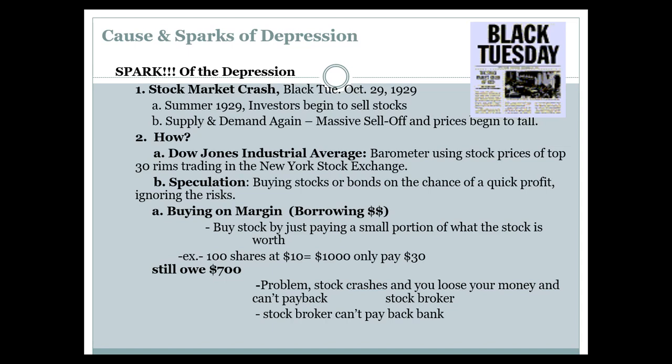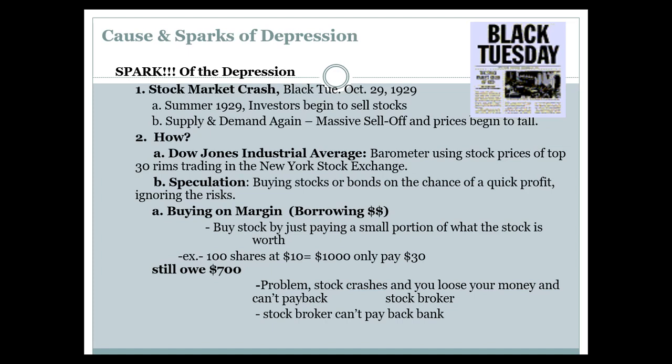The Dow Jones Industrial Average. You might hear that today. We use this as kind of a barometer. It's the top 30 stocks in the New York Stock Exchange, and whether the top 30 as an average are doing better or worse than they were yesterday. So you might hear that the Dow is up, meaning that they're better. You might hear that the Dow is down, meaning that they're worse.